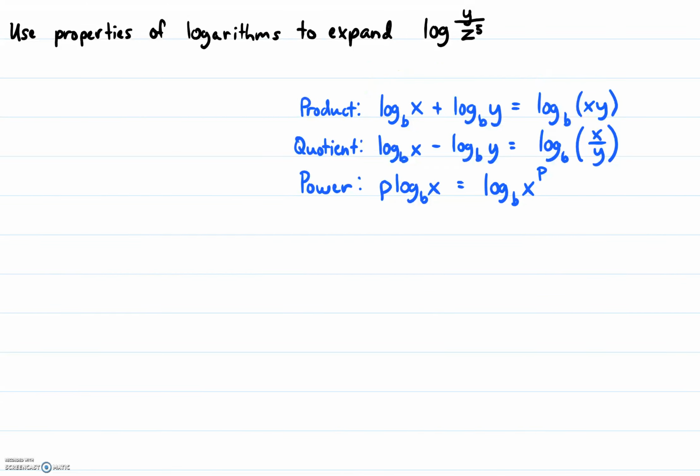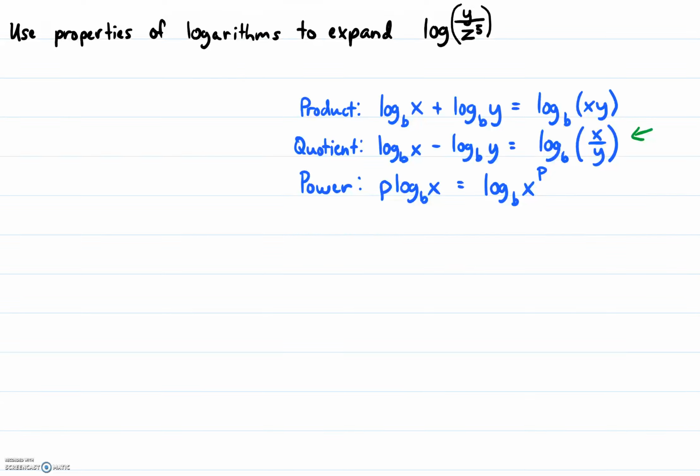And so the one that we're going to be using here, notice our problem is log y over z to the 5. The first thing we can see is we have something similar to log base b of x over y. In other words, we have a quotient going on. If it makes you feel more comfortable to add these parentheses right here, that's perfectly okay, but you don't have to have them. So we're going to start on the right-hand side of this quotient property, and we're going to use the left-hand side as our model when we start expanding this.